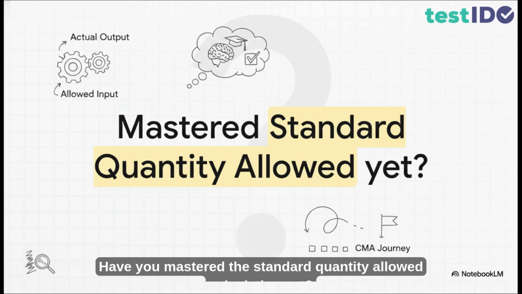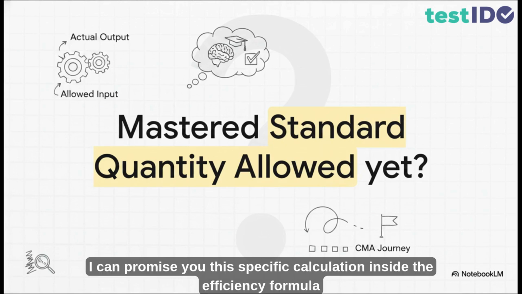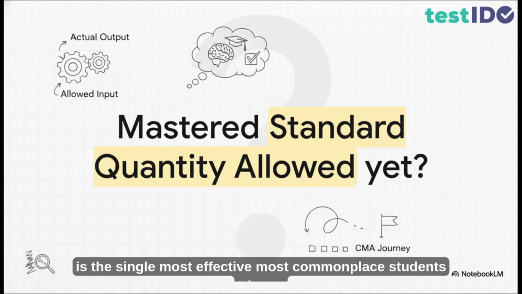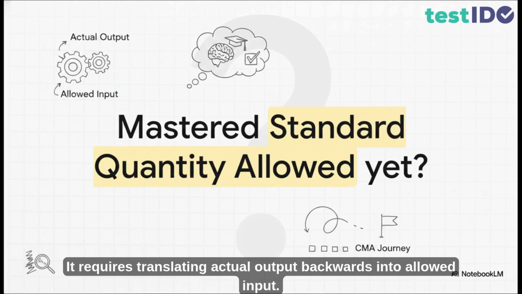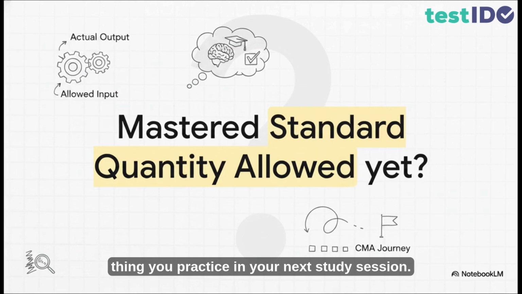Have you mastered the standard quantity allowed calculation yet? I ask because as your teacher, I can promise you this specific calculation inside the efficiency formula is the single most common place students trip up. It requires translating actual output backwards into allowed input. If you're hesitating on how to do that, I challenge you to make it the very first thing you practice in your next study session.